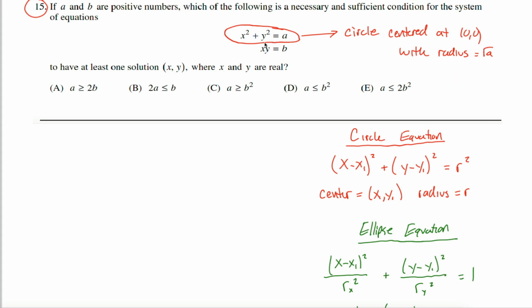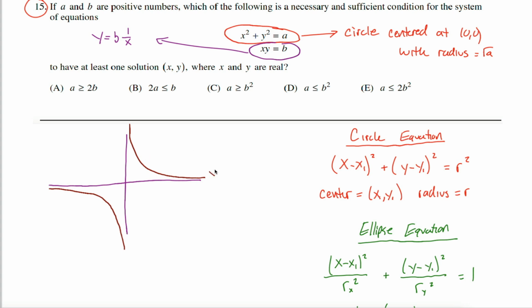For this second equation, you might be able to just look at it and know what it looks like. But for me, what I had to do was solve it for y. So I got y equals maybe b times 1 over x. Then I can look at this and think about it as a transformation of y equals 1 over x. I know y equals 1 over x is this inverse graph, a rectangular hyperbola maybe.